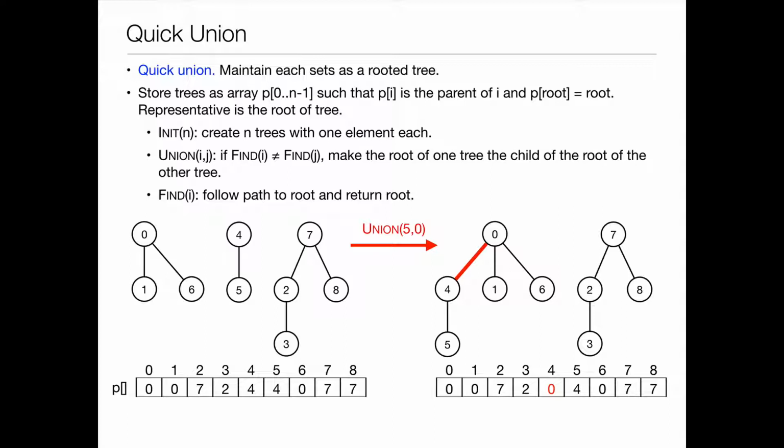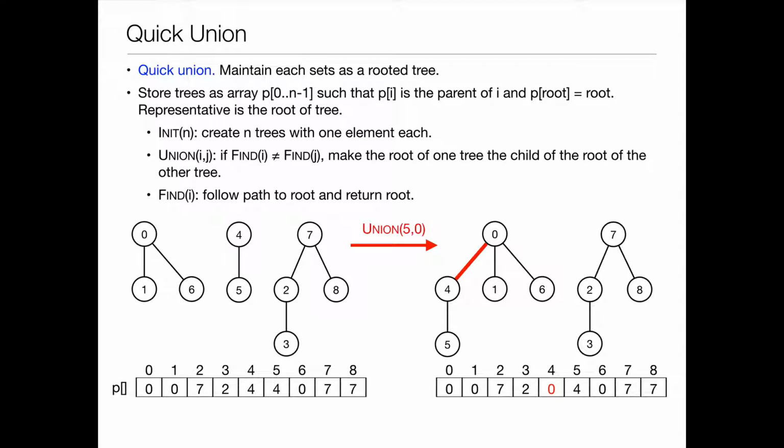So for instance, in this picture here, we have three sets represented as three trees. This set over here is encoded in the parent array by saying that element 1 points to 0, element 6 points to 0, and then the root, we let that point to itself, so element 0 points to element 0, and so on for the rest of the array.